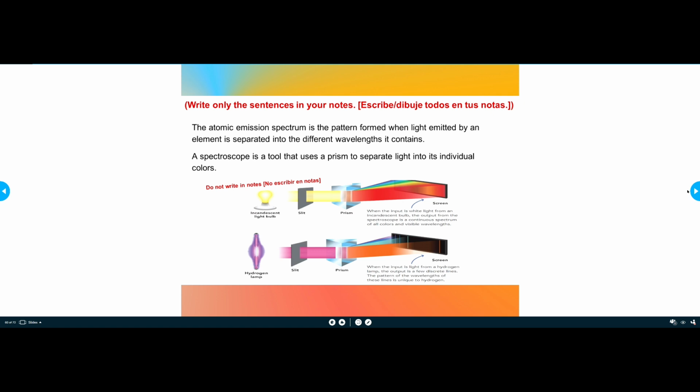The atomic emission spectrum is the pattern formed when light emitted by an element is separated into the different wavelengths it contains. A spectroscope is a tool that uses a prism to separate light into its individual colors. Below, you can see some examples between an incandescent light bulb and a hydrogen spectrum lamp.